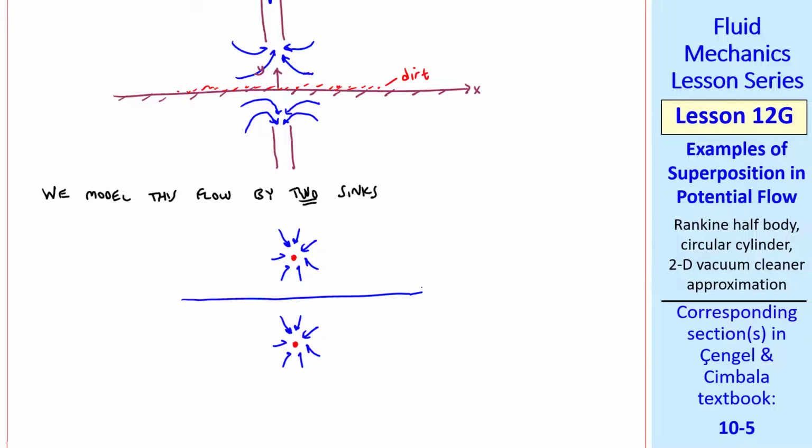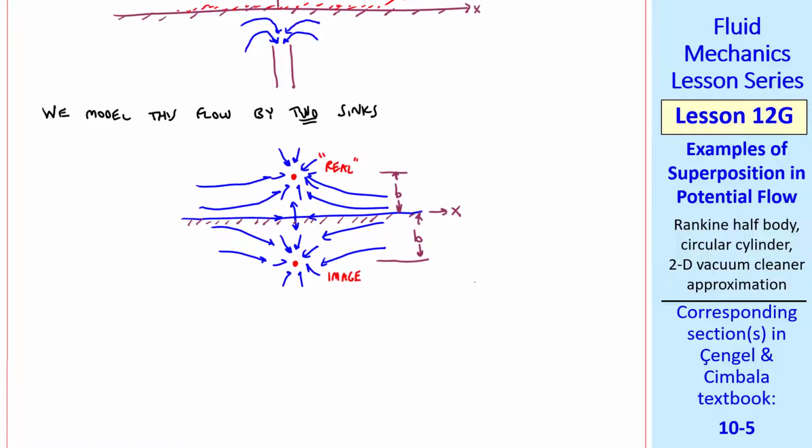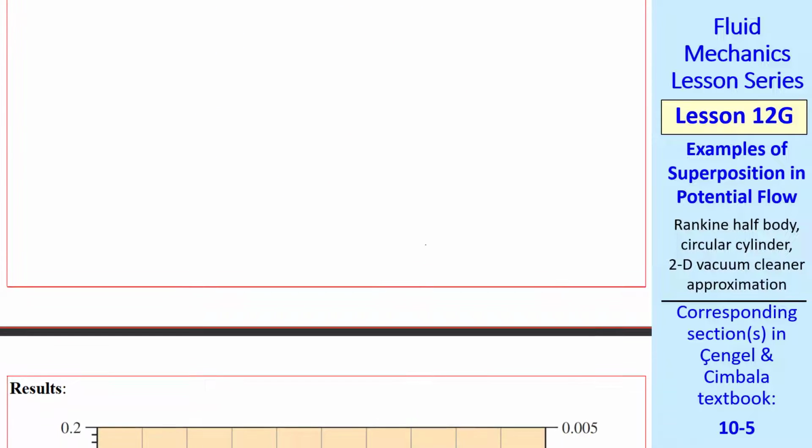And since everything's symmetric top and bottom, one of the streamlines has to lie along the x-axis. The streamlines below the x-axis are an exact mirror image of those on the top of the x-axis. By having an image and a real sink, we can think of the x-axis as the wall. We let b be the distance from the wall to either sink. Thus we can model flow into a vacuum cleaner attachment. We show all the details and math in the textbook.